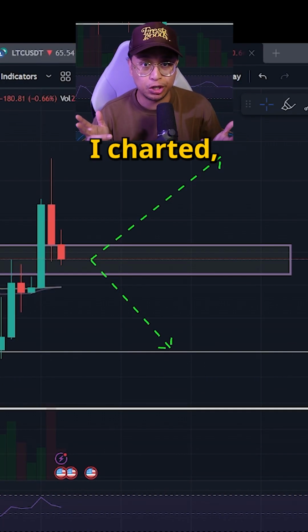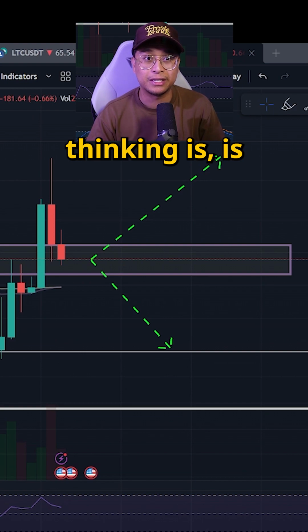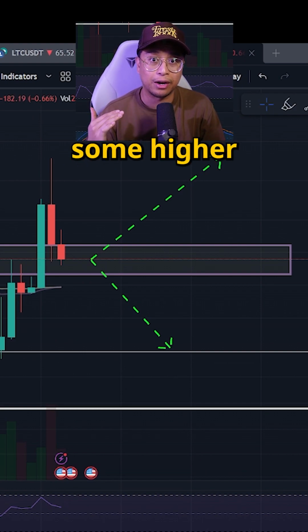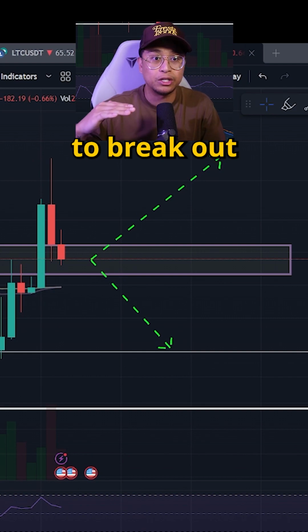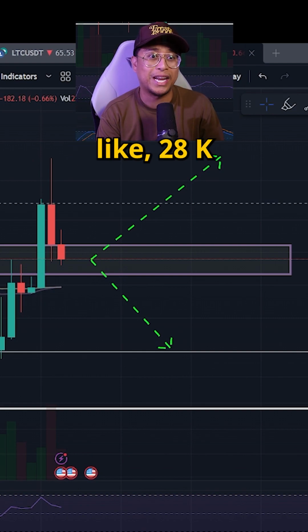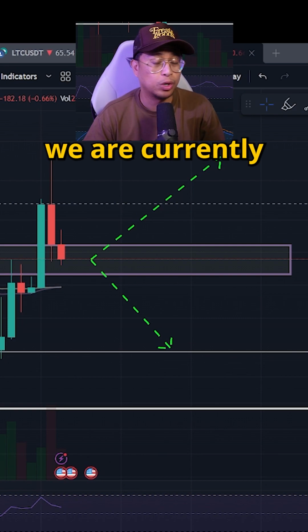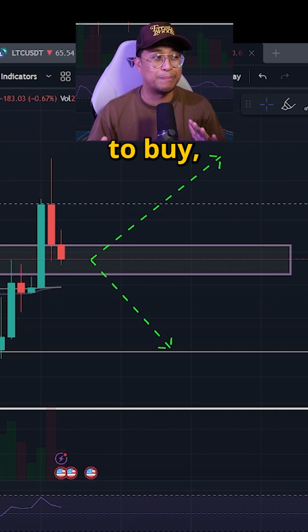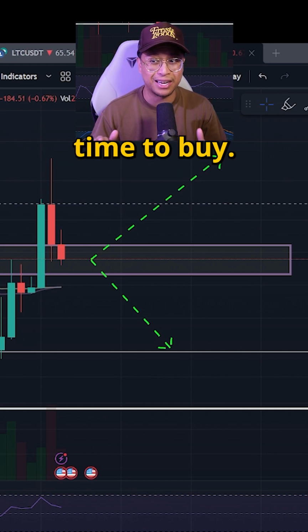So from what I charted, my overall thinking is I think we're doing really good on price. We are making some higher highs. It seems like we're trying to break out of this 28K zone currently. Today we're experiencing a pullback. So if you want to buy, I'm not saying it's the best time to buy.